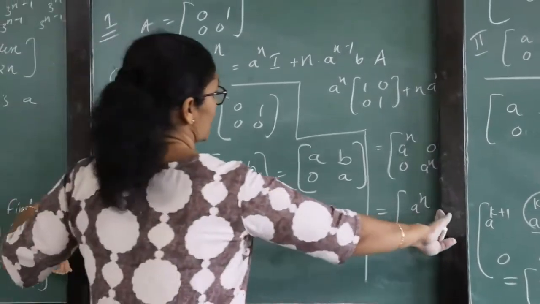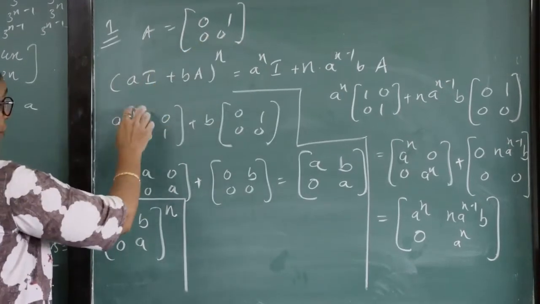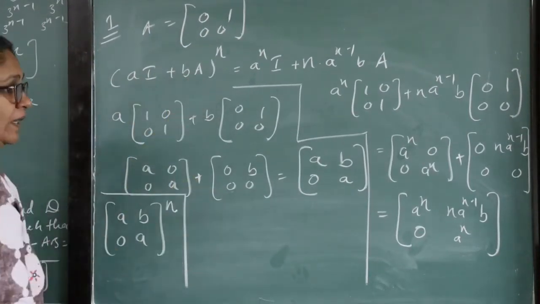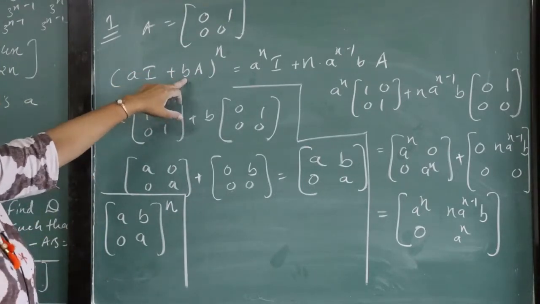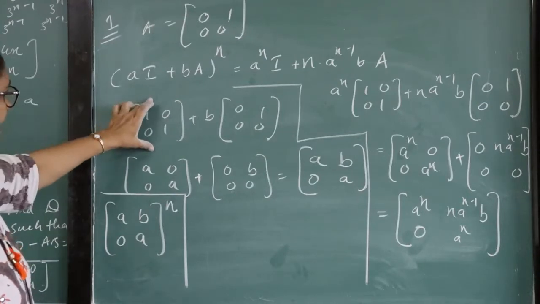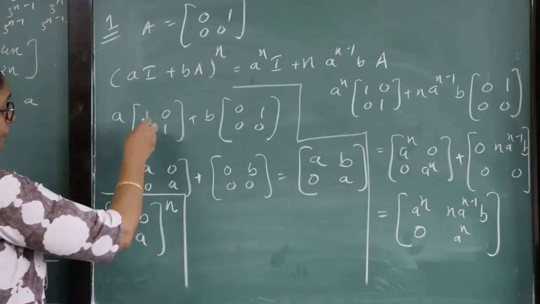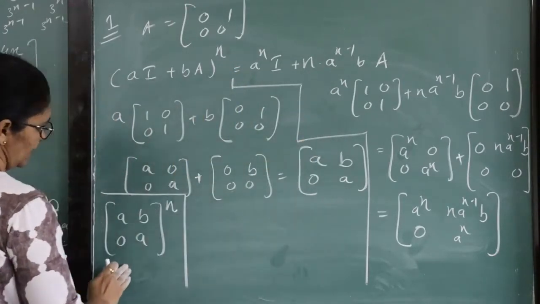Let's start with this. See, we have given question A as 0, 1, 0, 0. One relation is given: A into identity plus B into A. Capital letter is your matrix, but small letter is a scalar. So we have written A as it is, then identity matrix, B as it is, then your matrix A. Now I have combined this term and we get first part LHS as this.